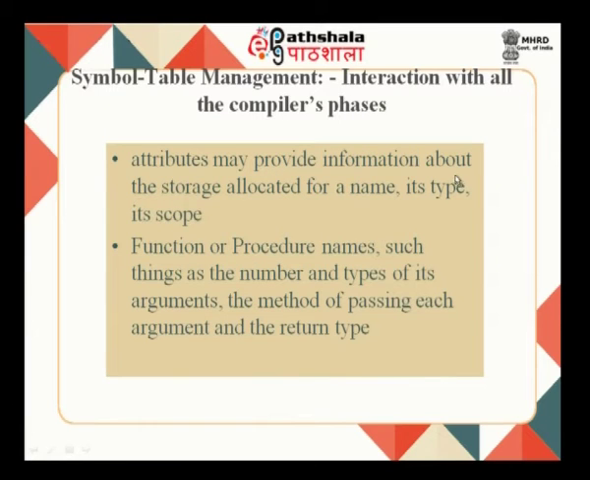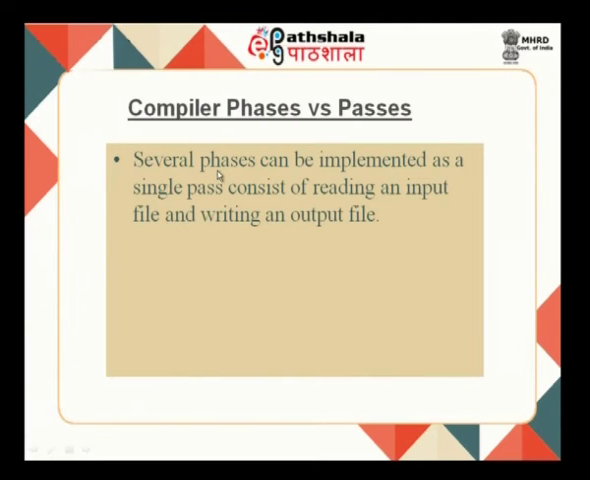The attributes may provide information about the storage allocated for a name, its type, and its scope. For function or procedure names, such things as the number and types of its arguments, the method of passing each argument, and the return type are also available in the symbol table. As I already talked about, these are the phases of the compiler, and every phase will interact with the symbol table. As I proceed through the next few modules, we will discuss how each phase acts on the symbol table.